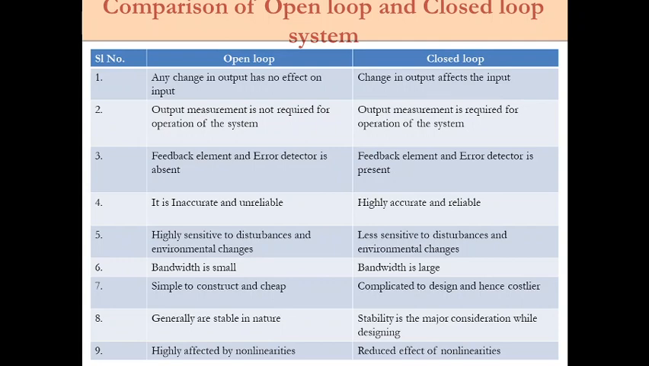Then the bandwidth is small in case of open loop, and the bandwidth is large in case of closed loop. Then the seventh one is that open loop is simple to construct and cheaper, because as you have seen in the block diagrams, there is no feedback element. So that's why they are economical. In case of closed loop, it has the feedback element, error detector, and controlling action has to take place. So that is the reason why it is complicated to design, and hence it is costlier.